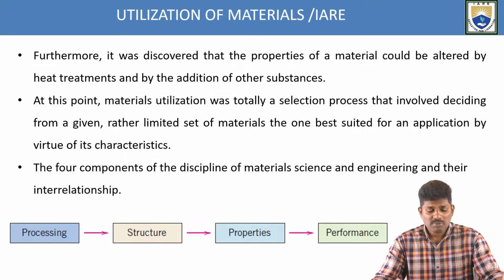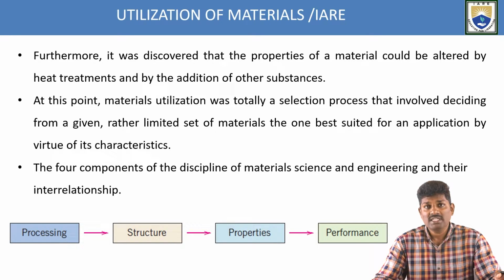At this point, material utilization was totally a selection process that involved deciding for a given application from a rather limited set of materials. The selection of material is very, very important. How do you select the material? Based upon the characteristics of the material. Once you know the physical, chemical and mechanical properties of the material, it is very easy to decide what type of material is suitable for the required application. That's why it is very important for us to know the physical, mechanical and chemical properties of every material.